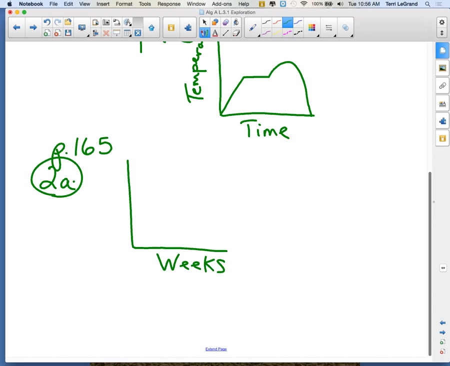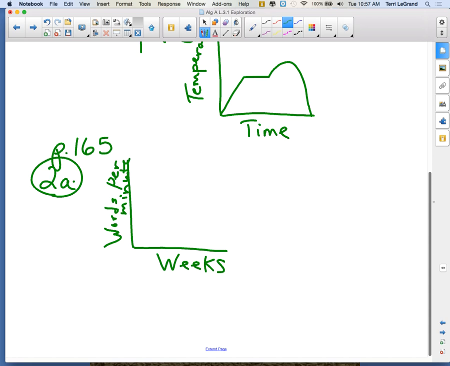So the weeks are going to be what we have on our horizontal axis, and the other thing that's happening in this is words per minute. So we have to label these so that not only us, but anybody else who looks at our graph can see, as you move across the graph, what's happening, as you move up and down the graph, what's happening.